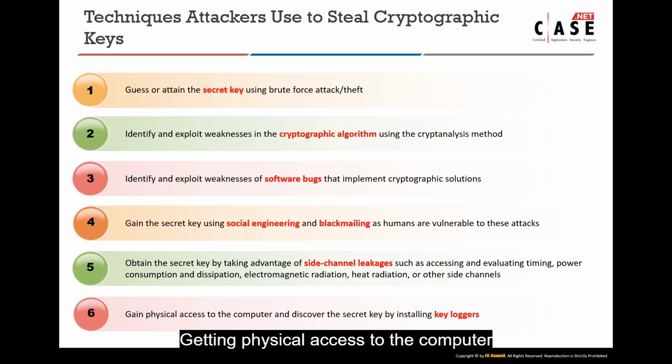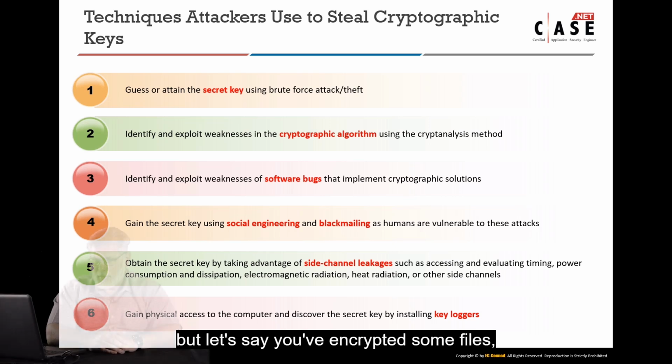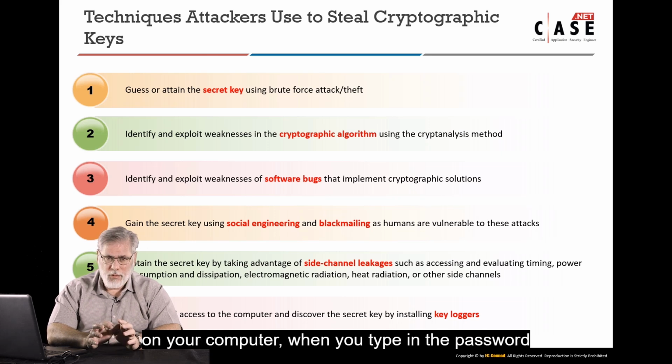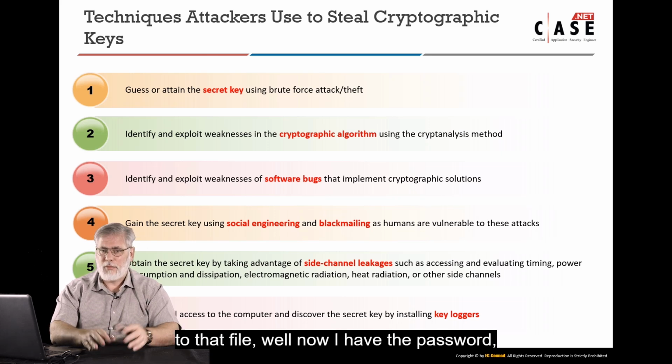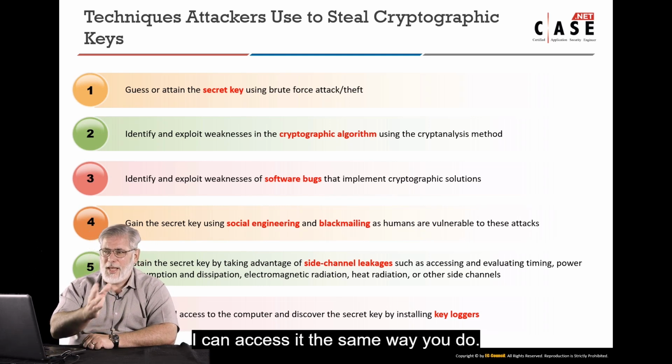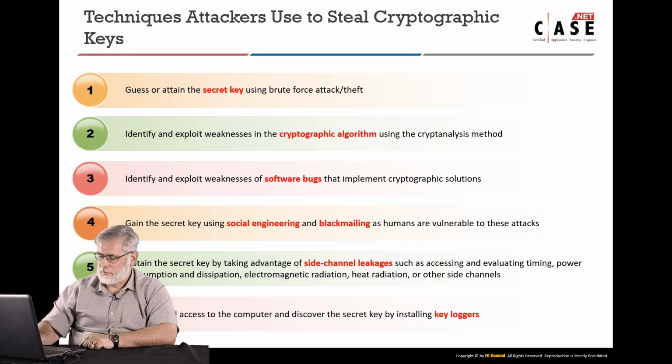Getting physical access to the computer and getting key loggers. Now, a key logger logs your keystrokes, not your encryption key. But let's say you've encrypted some files. I can't break your encryption, but I get a key logger on your computer. When you type in the password to that file, well, now I have the password. I don't have to break your encryption. I can access it the same way you do.